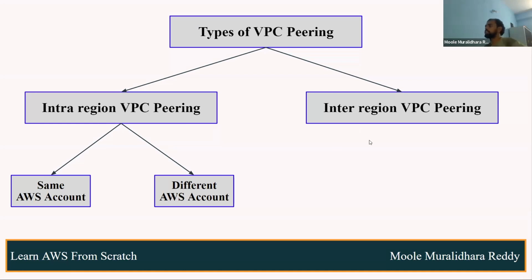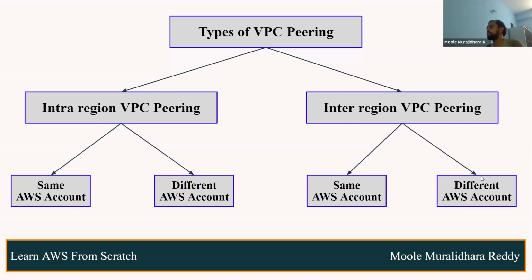And the next thing is inter-region VPC peering. Inter-region VPC peering also we can set up with the same AWS account. If we have two different regions with different VPCs and want to set up that peering connection, we can use inter-region VPC peering with the same AWS account. In case we have two different AWS accounts with different regions, we can call it inter-region VPC peering, different AWS account. Okay, understand that? We can see the diagram so that you will get some idea.